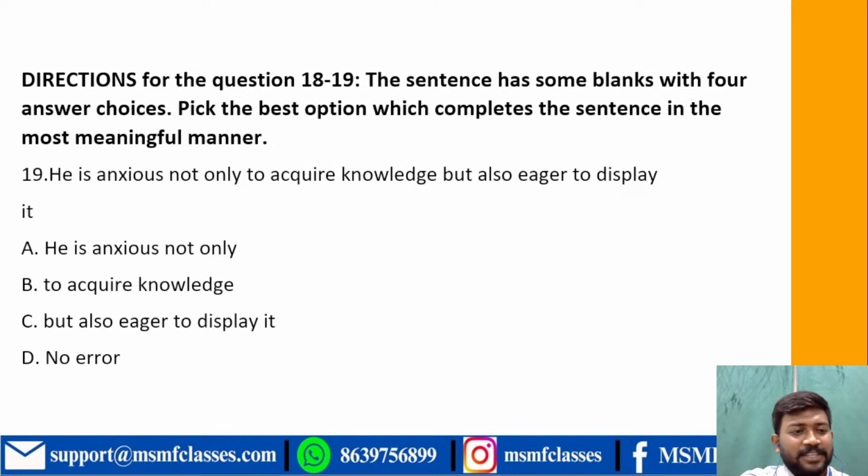So let me reveal the answer. Where is the error here? Okay, option C, but also eager to display it. Bhargavi has also said, but also eager to display it. Uma, Bhargavi and Joy have said option C is the answer, but also eager to display it. But vice versa is also possible. The way we are using but also, in the same way we have to use not only.